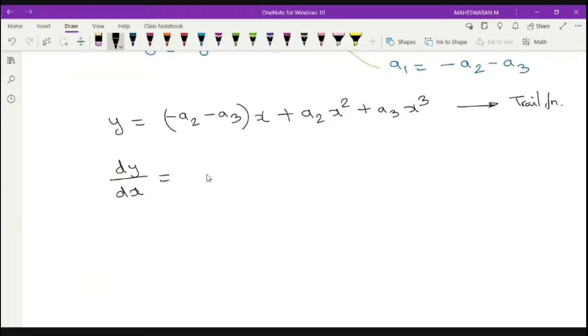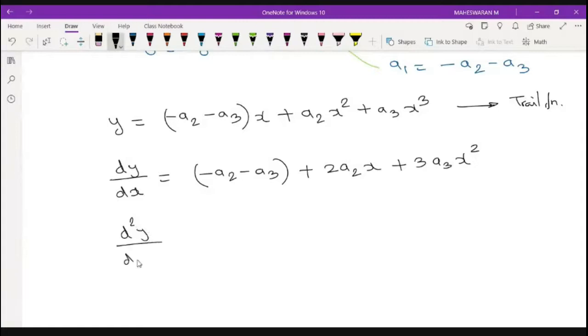So x will become 1. So minus 2a minus a2 minus a3 plus this one is 2a2x, right? Plus this one is 3a3, the x cube is x square, right? 3x square. Okay, so this is my first term. Again, let me differentiate this. So d square y by dx square.